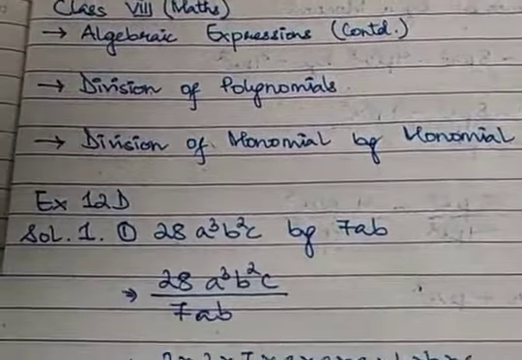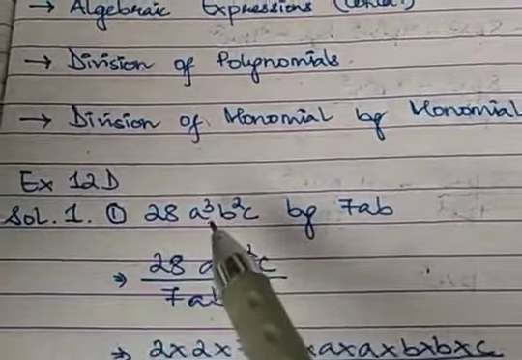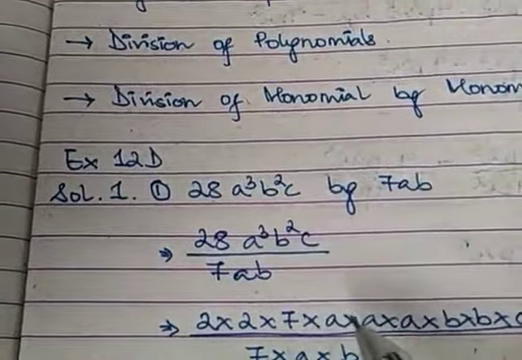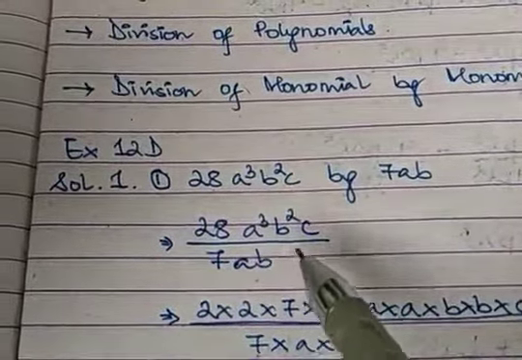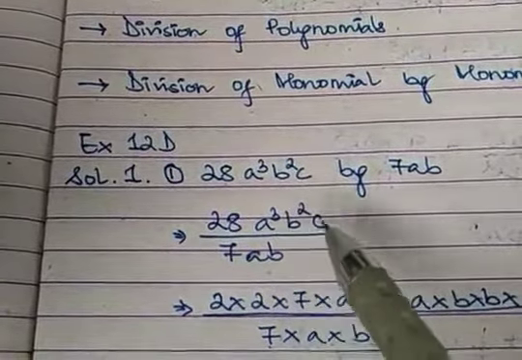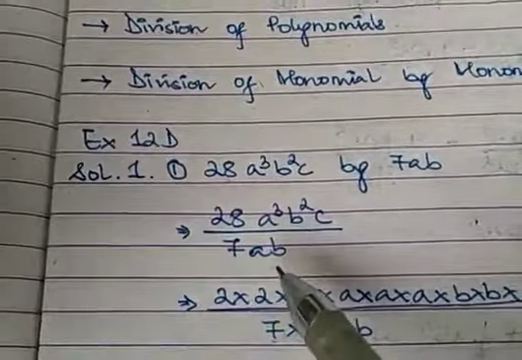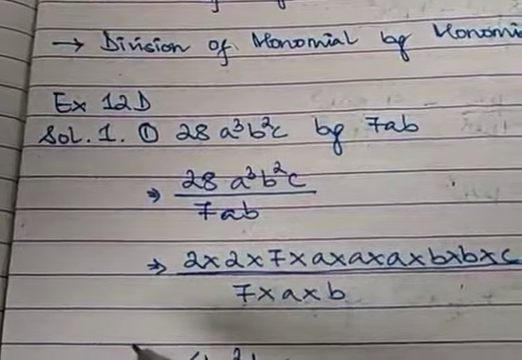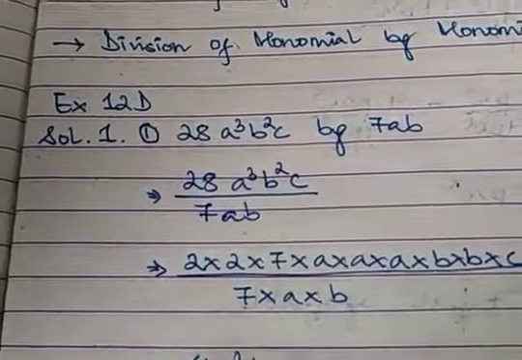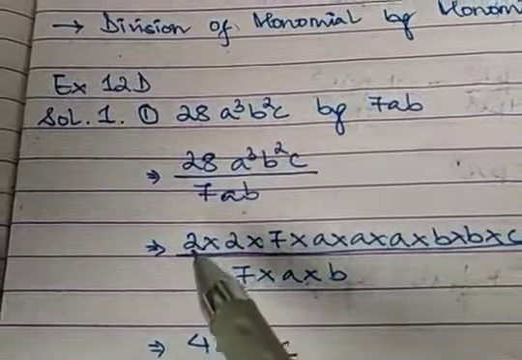So what happens when you divide a monomial by a monomial? For exercise 2, question number 1, we have 28a cubed b squared c by 7ab. We know that in case of division we can write it in the fractional form as well, so I have written it in the fractional form. Those who can cancel the constant terms directly can cancel them, and those who cannot can simply take out the prime factors of the constant terms. For 28, I have taken the prime factors as 2 into 2 into 7.